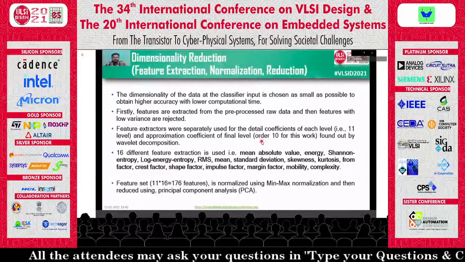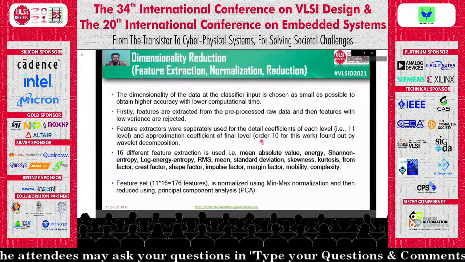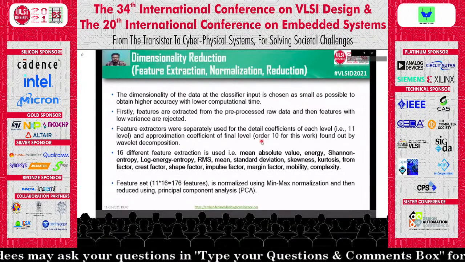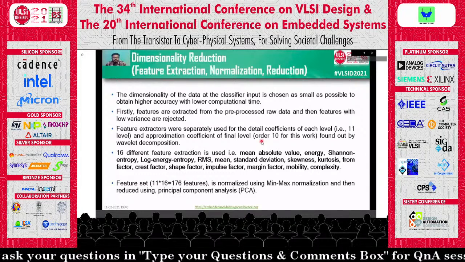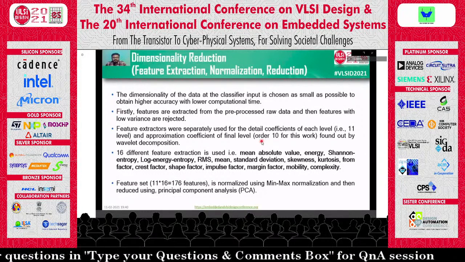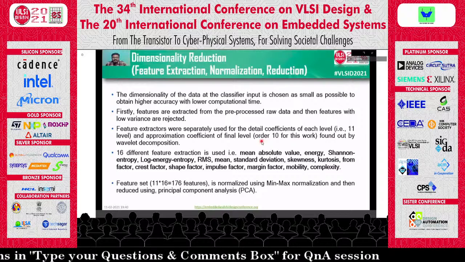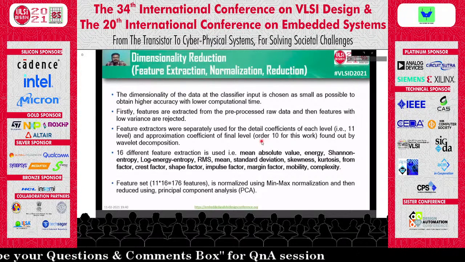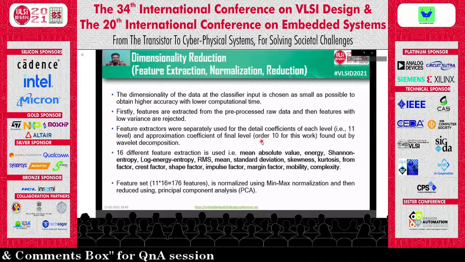The dimensionality of the dataset at the classifier input is chosen to be as small as possible to obtain a higher accuracy with lower computational time and load. Therefore, feature extraction and feature reduction are necessary. First, features are extracted from the preprocessed raw dataset, then the features with low variance are rejected.